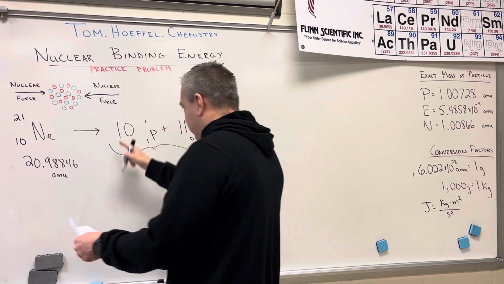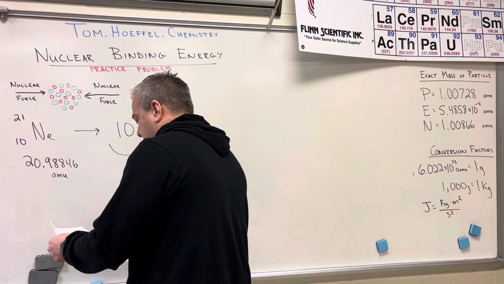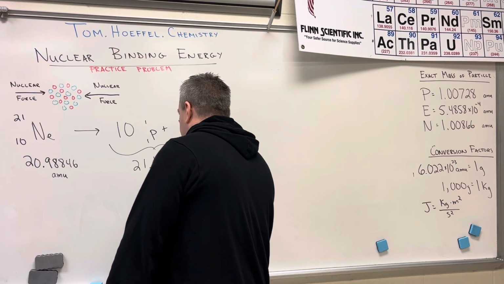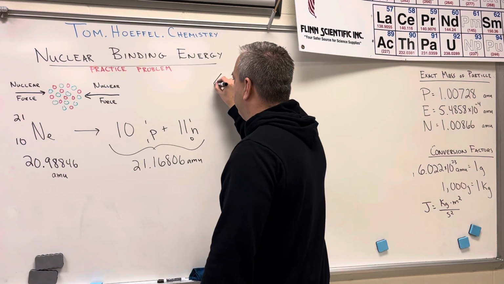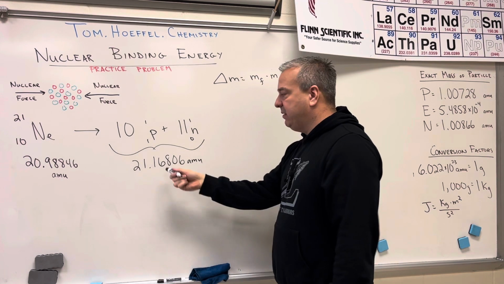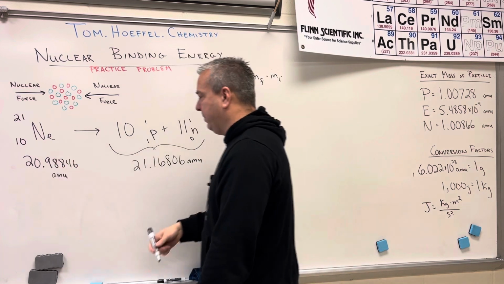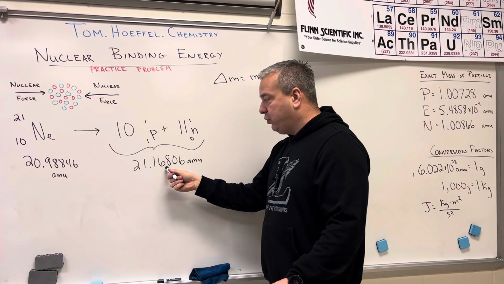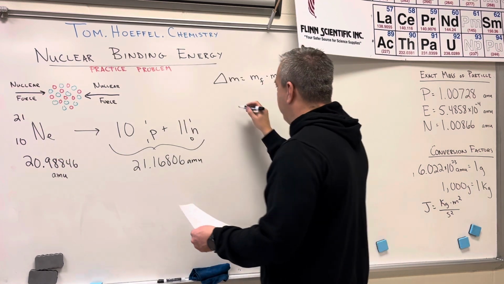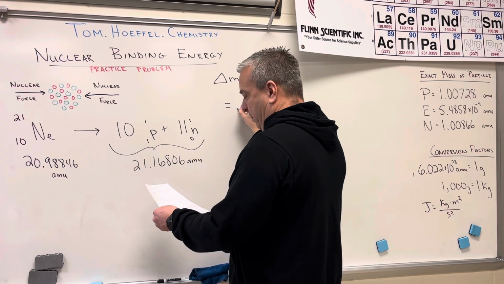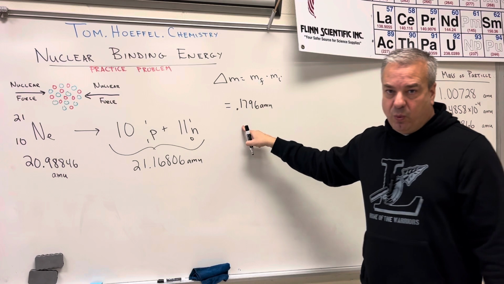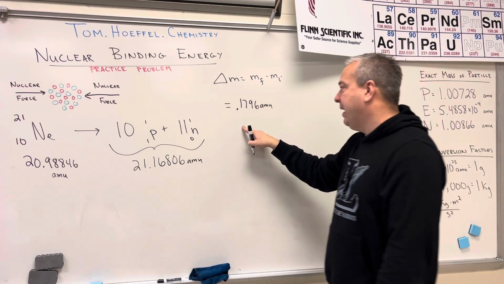So the individual parts, collectively, come out to a mass of 21.16806 AMUs. And what we're going to do is calculate the mass defect by taking the final minus the initial mass. So this is the final mass. This is the initial mass. So go ahead and subtract these two numbers. 21.16806 minus this number over here will give you a mass defect equal to 0.1796 AMUs.